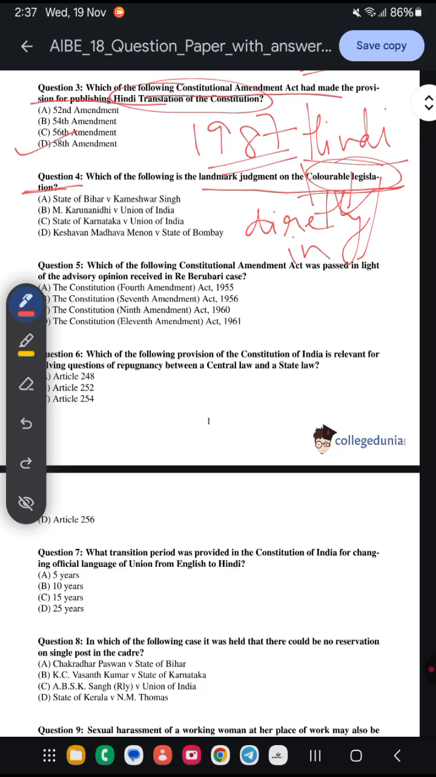So the answer to this question is option number A, State of Bihar versus Kameshwar Singh. So this doctrine refers to legislation that appears legitimate, but in actuality it is outside the authority of the legislature. So that is what it means.